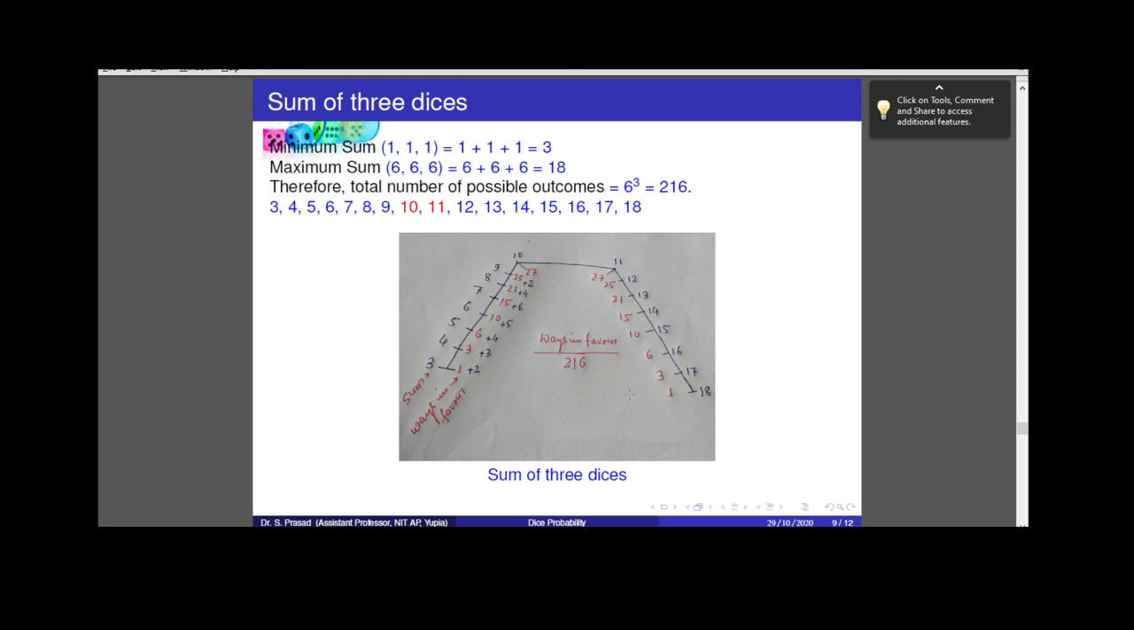And now after that, suppose your question is: what is the probability of getting a sum of 6 when throwing 3 dice? Now 6 occurs 10 times, so we write ways in favor 10 by 216. This is the answer for this question.